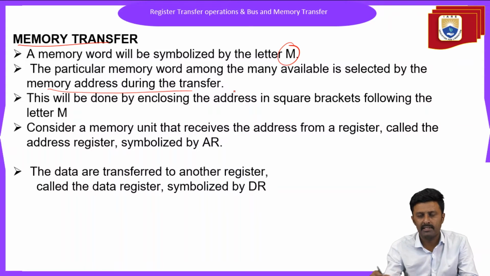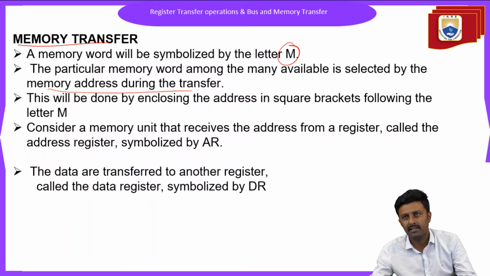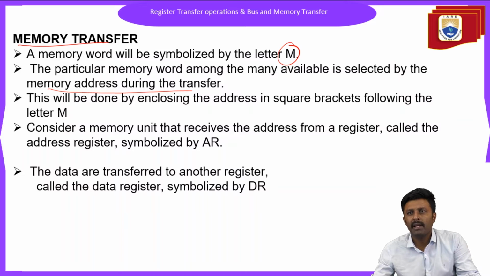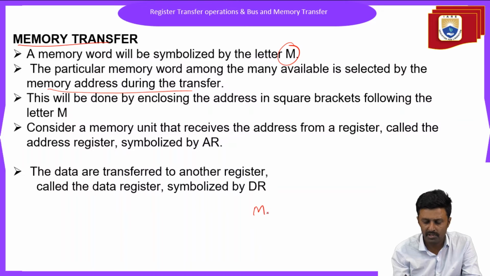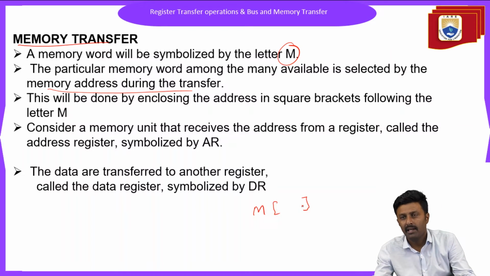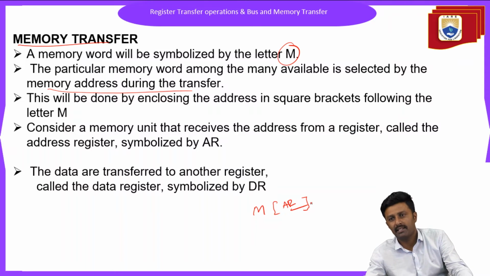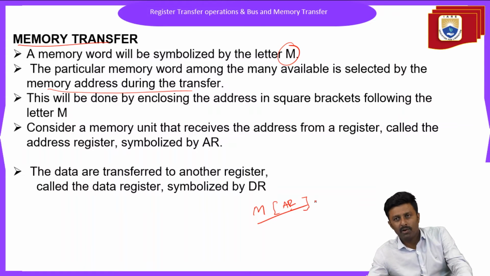So whenever a memory transfer is happening, one of the N memory locations available in the main memory will be selected. This is done by enclosing the address in square brackets following the letter M. Whenever we are doing any operation on the memory, we write capital M, then the square brackets. In that, let us say if I write M[AR], that is the content of the address register stored in some memory location in the main memory.